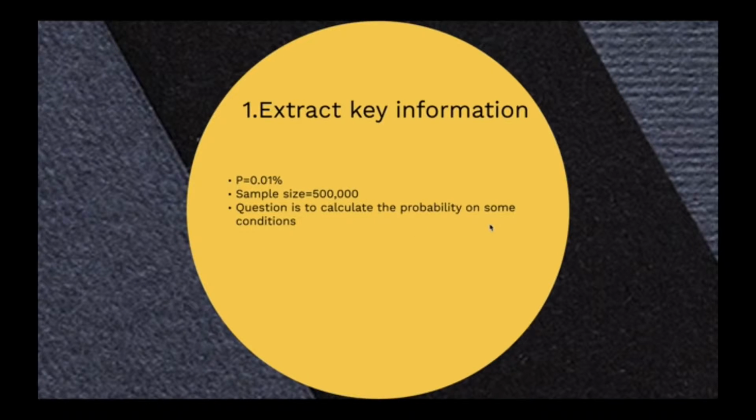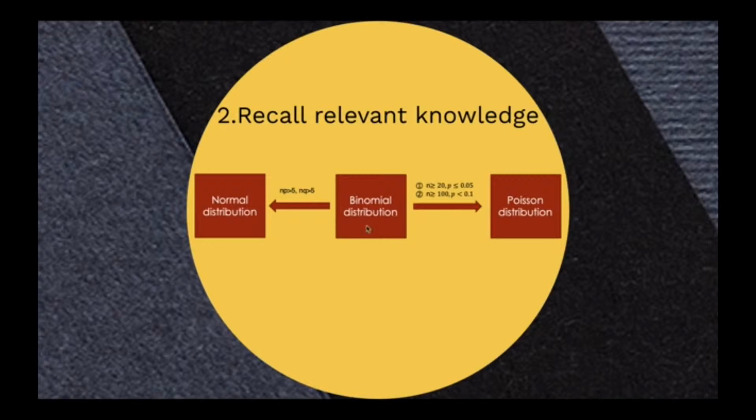Secondly, recall relevant knowledge. The question is to calculate probability, which reminds me of Chapter 3, Probability Distributions. In this chapter, we mainly study 3 distributions. They are normal distribution, binomial distribution, and the Poisson distribution. I will skip the details, but what is important is that we should have a clear thought about the transformation relationship between them. Thirdly, judge the question type.